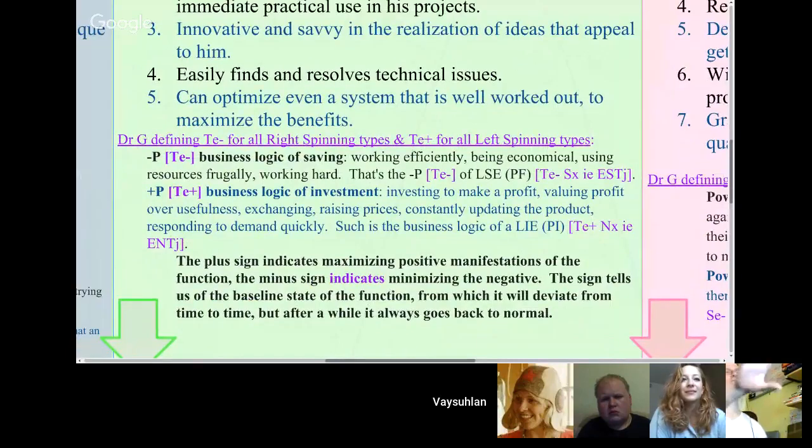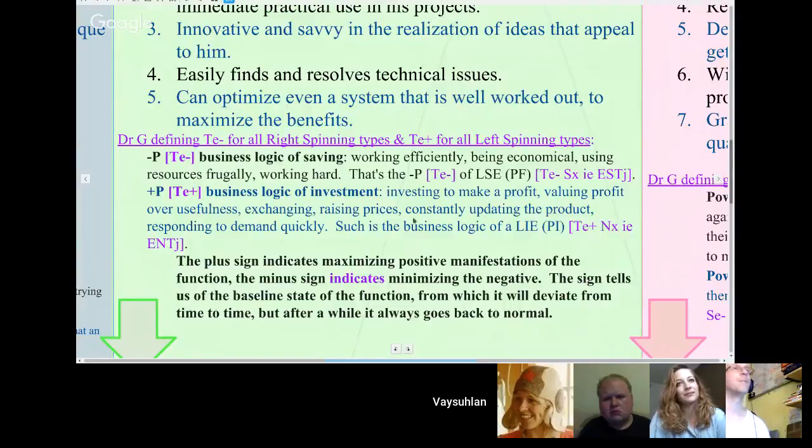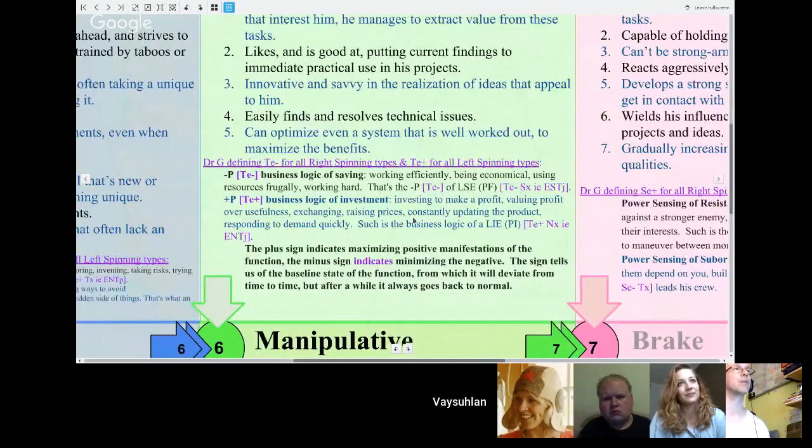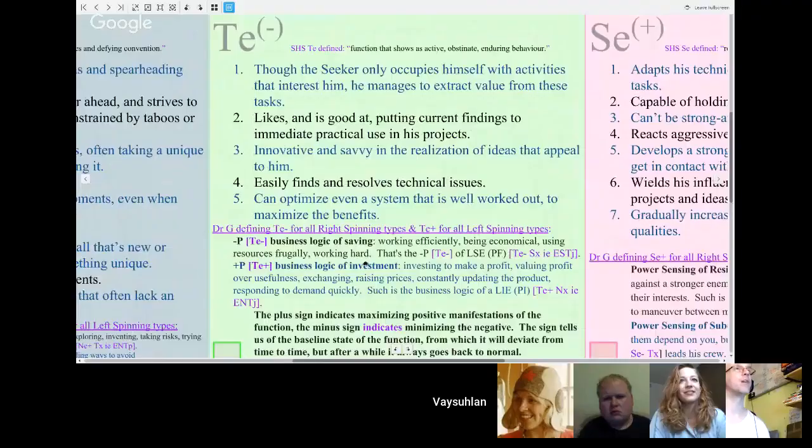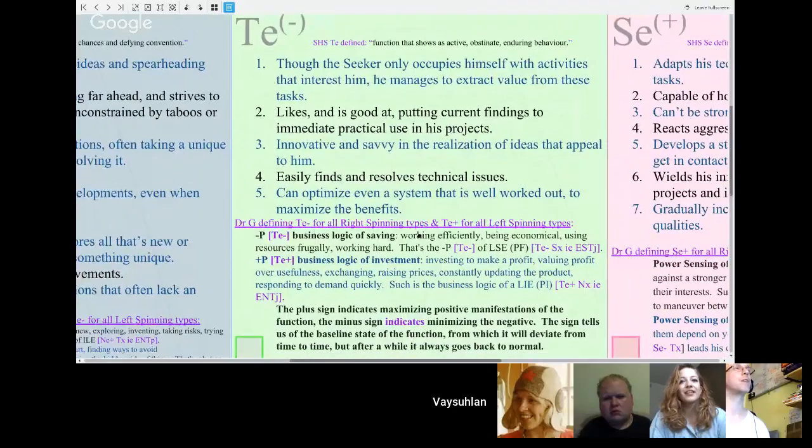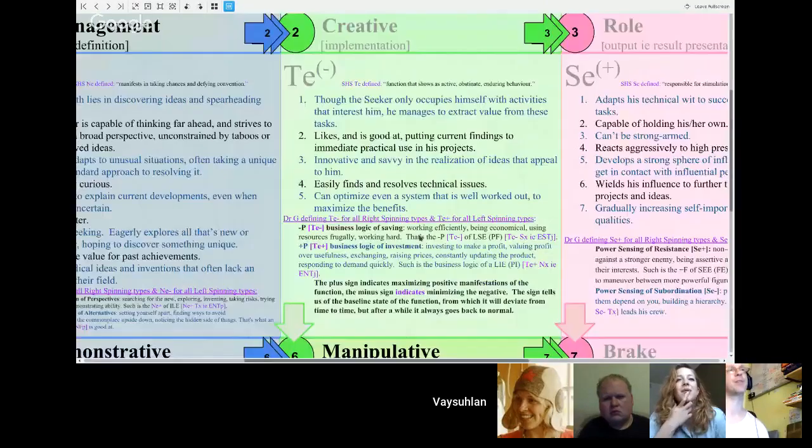So T plus, ENTJ, they take more chances. ESTJ, TE minus, they'll do more of the logistical kind of businesses where it's just work really hard, have a small margin, traditional kind of business. Something like Walmart, where you just do something simple really well. And that's their view. Right, okay, so these bullet points.